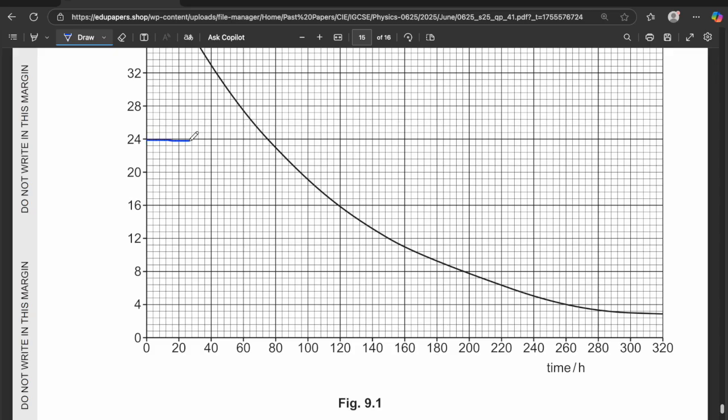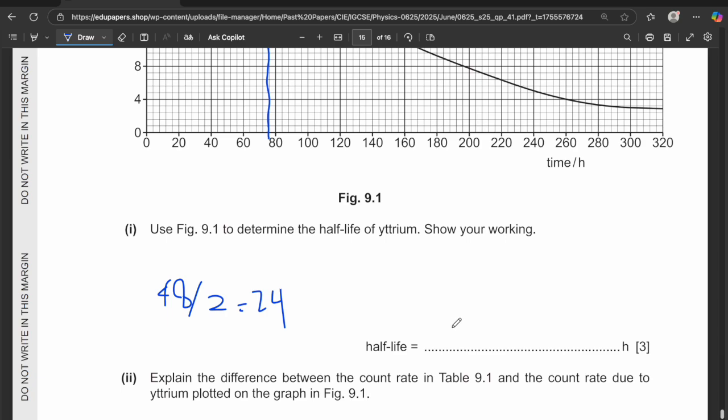And since it asks to show the working, you have to draw those tracing lines on the graph. And this is about like this. So there are 5 squares for 20 hours, which means 1 square will represent 4. So since this is about here, we can say that it is about 76 hours.